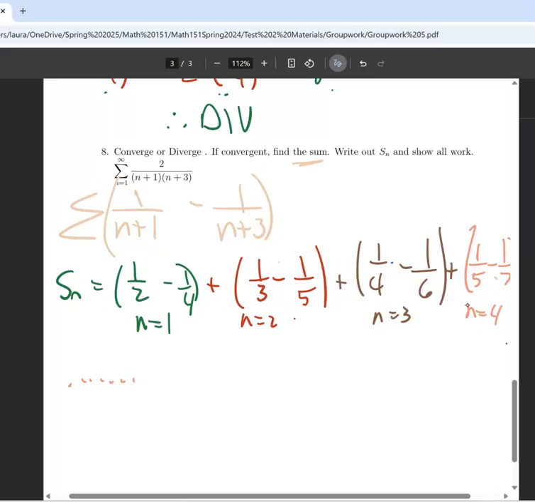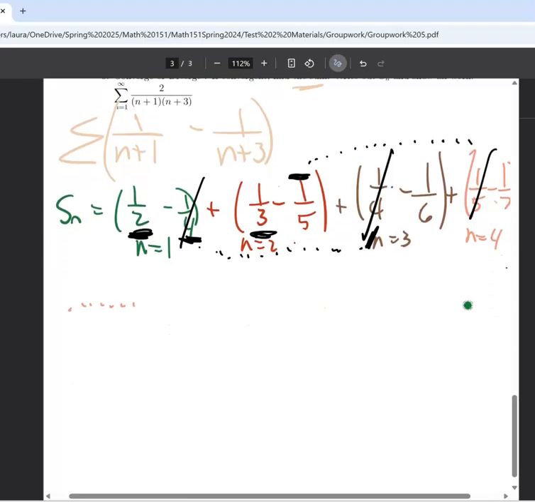So let's just start to investigate what the canceling pattern is. 1/2 sticks around. -1/4. Look at that. It's the last one in this group. Skip a group. First one in this group. This 1/3 sticks around. Last one in this group. Skip a group. First one in this group. Okay, so we need to see how that pattern continues. Mathematicians love patterns.